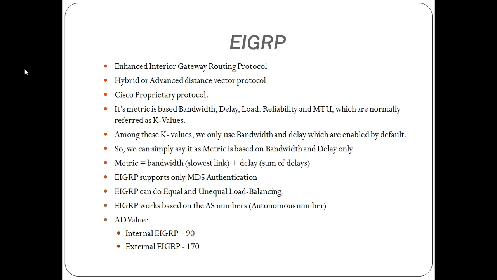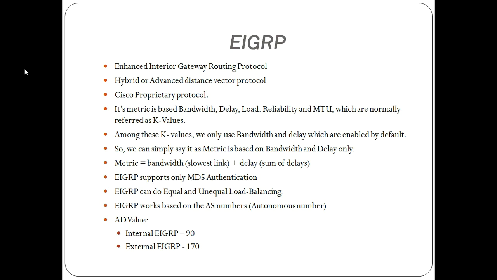First of all, what is EIGRP? EIGRP is Enhanced Interior Gateway Routing Protocol. It also works like a distance vector routing protocol, but it's an advanced distance vector routing protocol. It's a Cisco proprietary protocol, that is, it only deals with Cisco devices. It can't work on other devices like HP, Juniper, whatever it be. It only runs on Cisco devices.